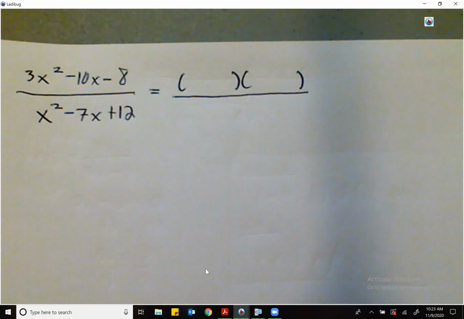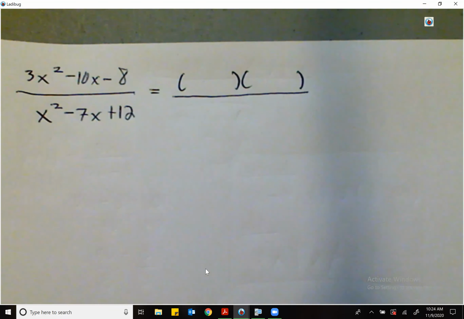You're gonna use x as the common. No, it's not common to 3. What does this 3x squared minus 10x minus 8 factor out to?